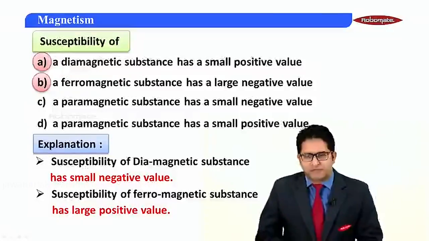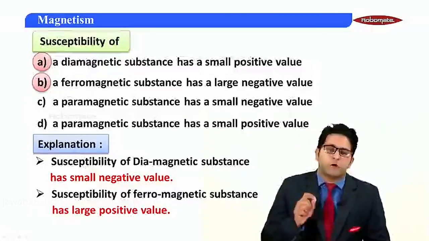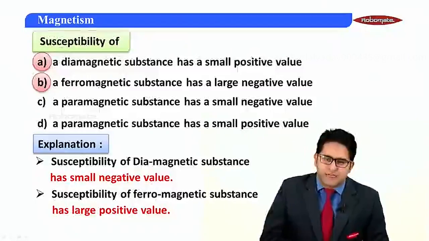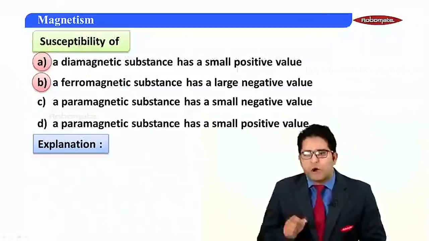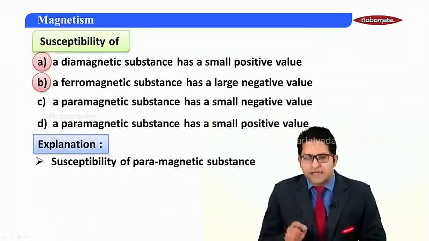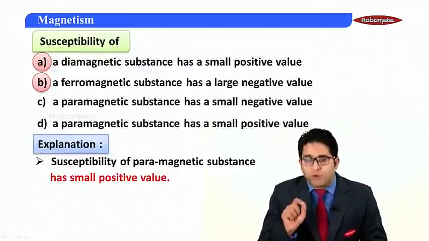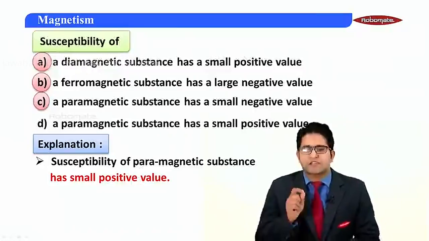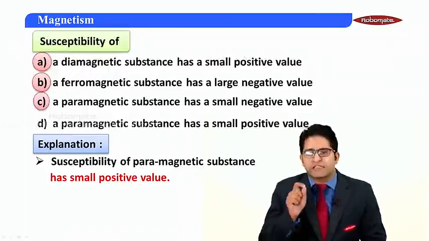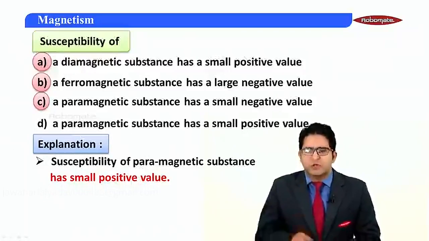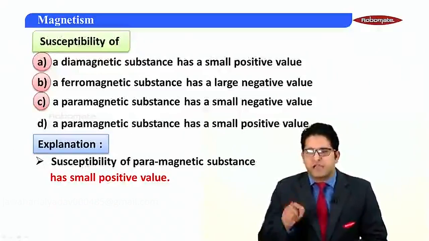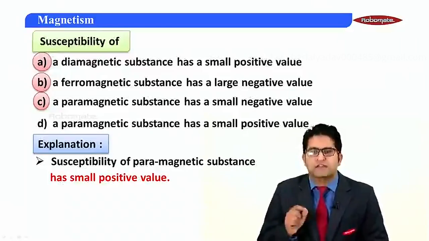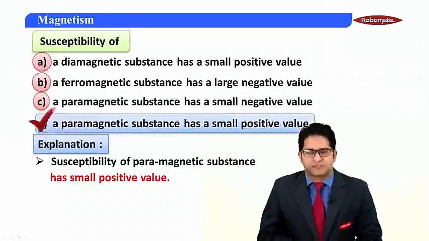At the same time, we also know about the susceptibility of a paramagnetic substance, right? What is it? The susceptibility of a paramagnetic substance has small but positive values. Option C again says a paramagnetic substance has a small negative value, which is incorrect. So the only option left is a paramagnetic substance has a small positive value. That is the correct answer for this particular question, right?